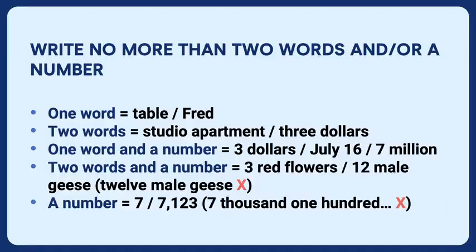And if you just need to write a number, you can write the number 7 or 7,123, which is considered a single number, but you cannot write 7,100 because that is 1 number and 3 words. See how all this works?